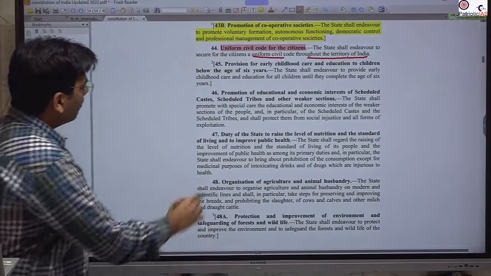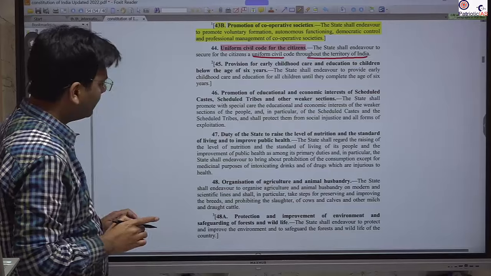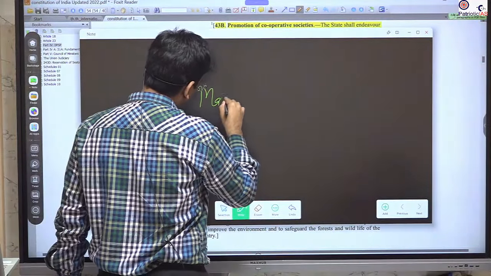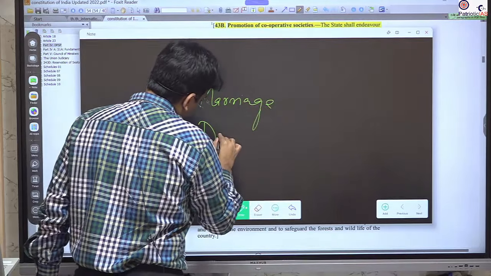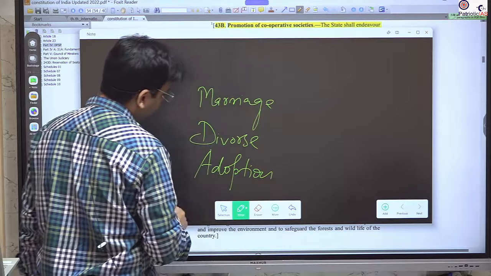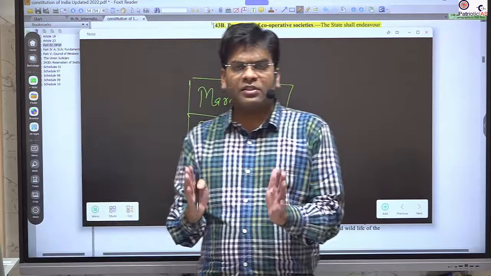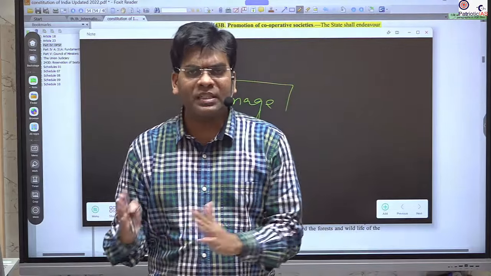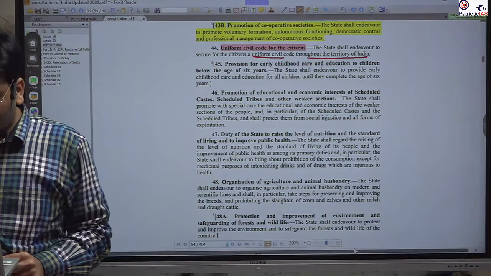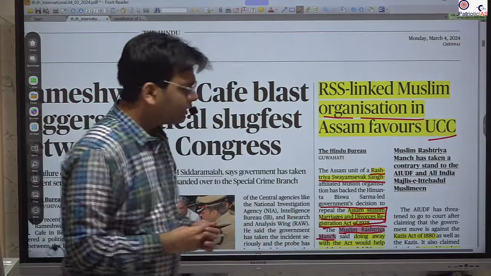So what is the Uniform Civil Code? This is talking about personal law. And what is personal law? Personal law could include areas related to the way we do marriage, the way divorce takes place, adoption, and the way there is transfer of property from one generation to another, which is known as inheritance. All that comes under personal law. So there should be a common personal law for all castes and all religious people across India. This is what is covered under the UCC.